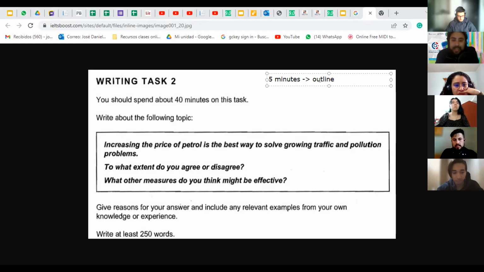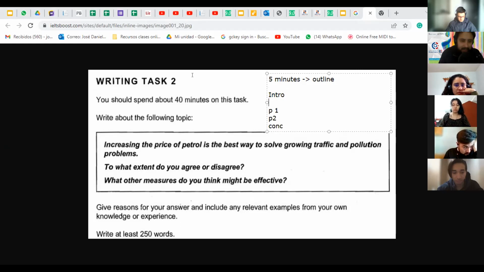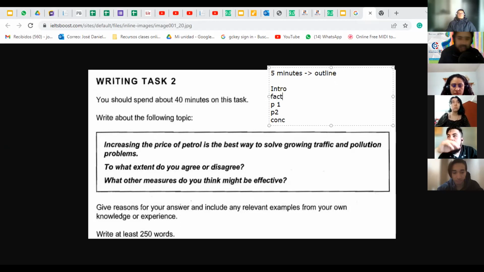So I was saying, the outline cannot be all that detailed because you only have 5 minutes for it. So what could the outline be? Something like, okay, so I'm going to write an intro, paragraph 1, paragraph 2, and a conclusion. So what am I going to write in the intro? Let's take this as the example: Increasing the price of petrol is the best way to solve growing traffic and pollution problems. Okay, maybe just a fact about traffic and pollution problems in Bogota.